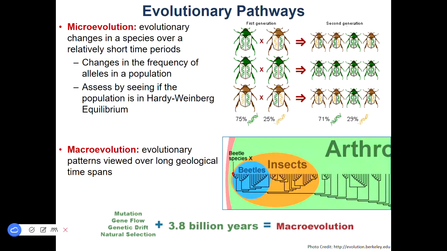So macroevolution is all of the parts of microevolution, which include mutation, gene flow, genetic drift, natural selection, plus a long period of time, 3.8 billion years, and that's how we get macroevolution. Any questions on the differences? Okay.